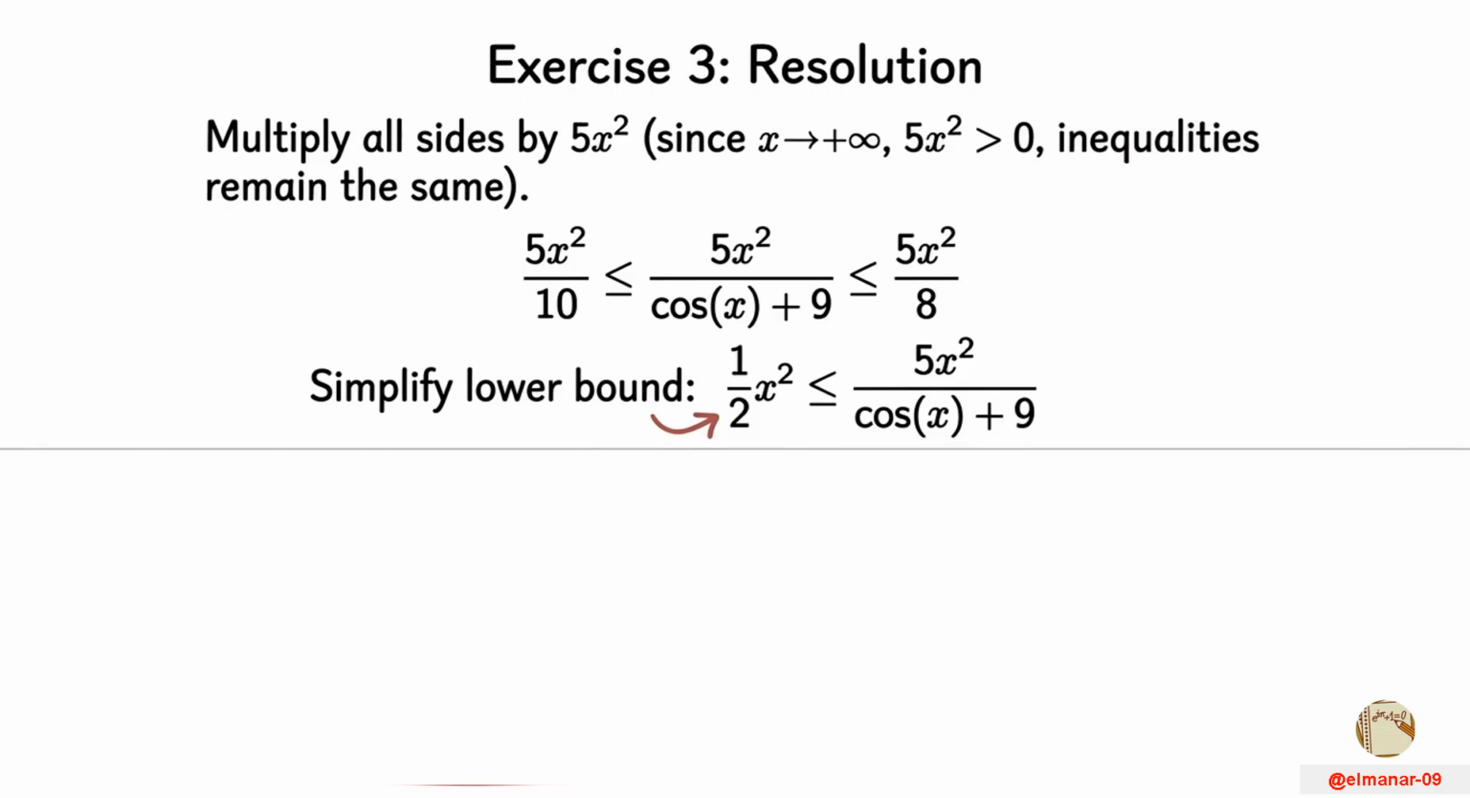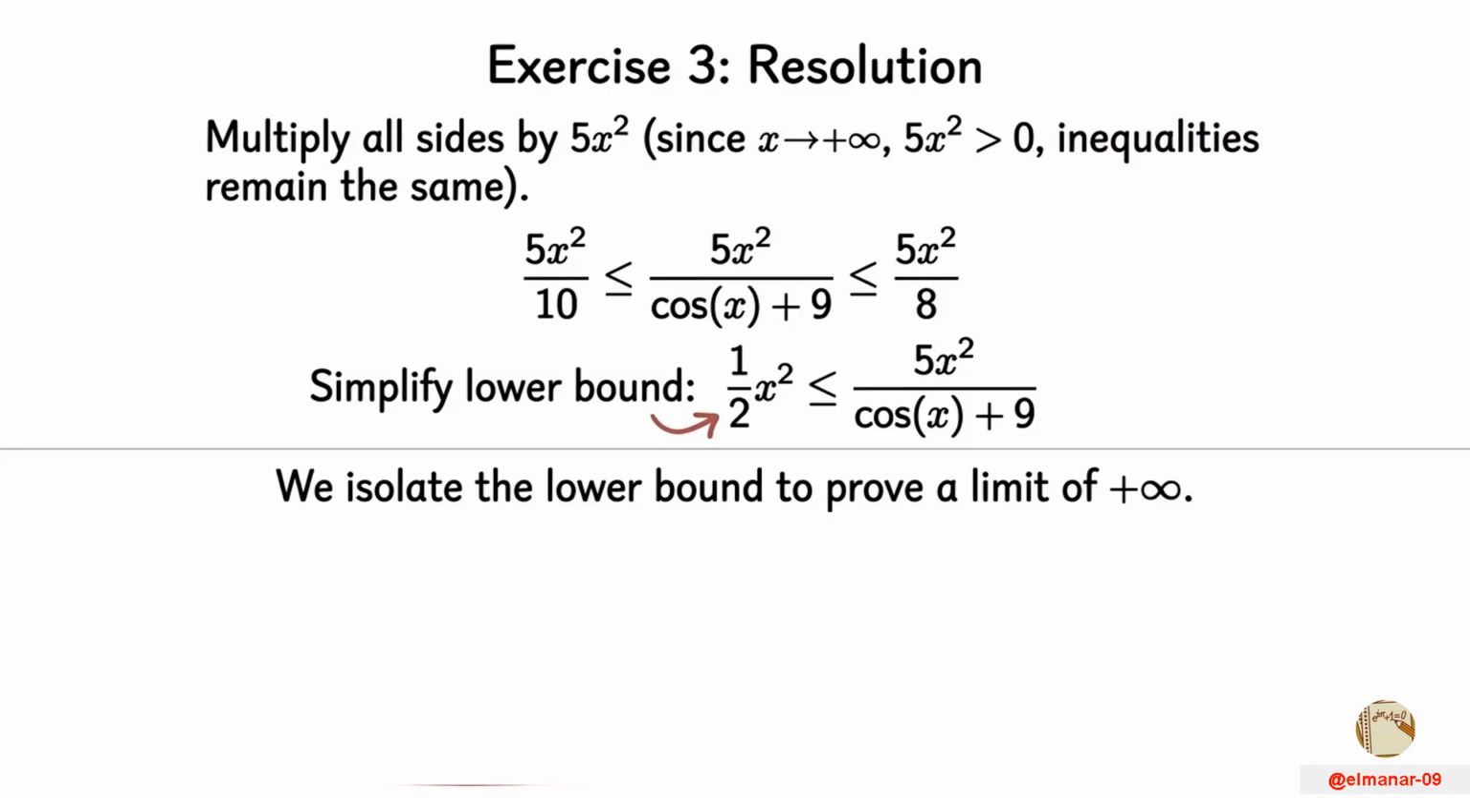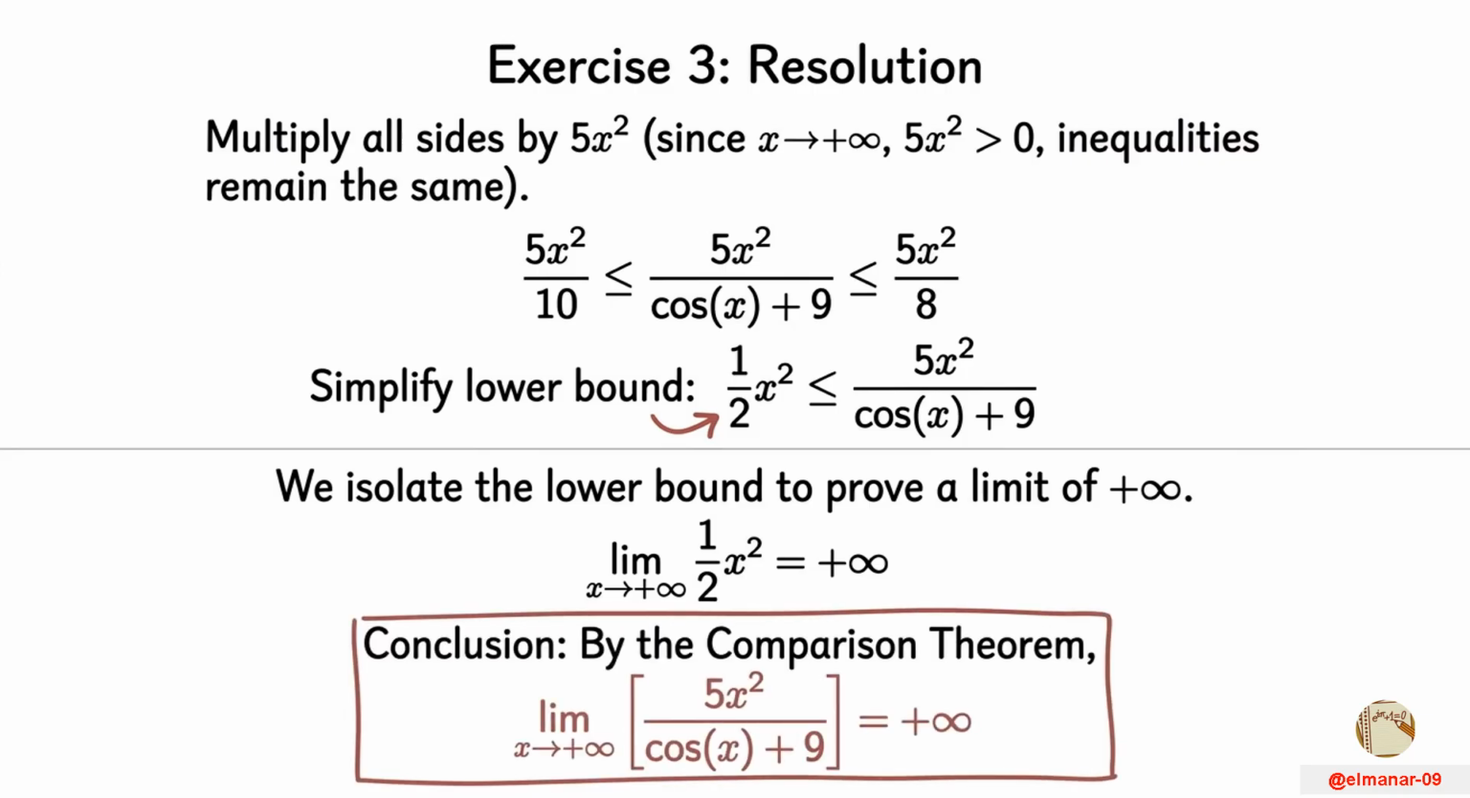Just like before, we evaluate the limit of this lower bound. As x goes to infinity, 1/2 x squared also goes to infinity. Conclusion? Since our function is always above something going to infinity, the comparison theorem proves the final limit is positive infinity. You navigated the trap perfectly.